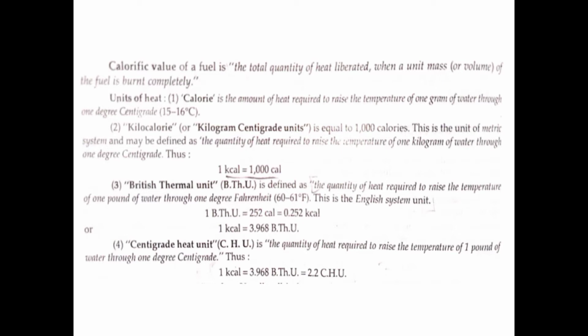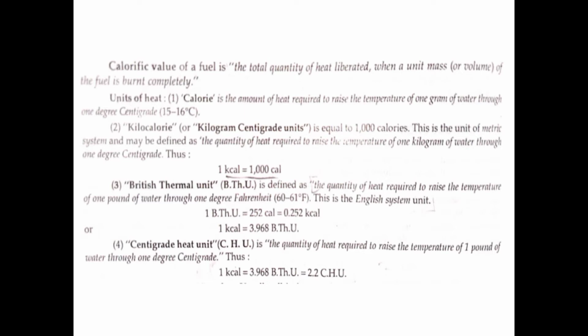The third unit for measuring calorific value is the British thermal unit: the quantity of heat required to raise the temperature of 1 pound of water through 1 degree Fahrenheit. Okay, the conversion of British thermal unit to calorie and kilocalorie is 1 British thermal unit equal to 252 calories, or 0.252 kilocalorie.